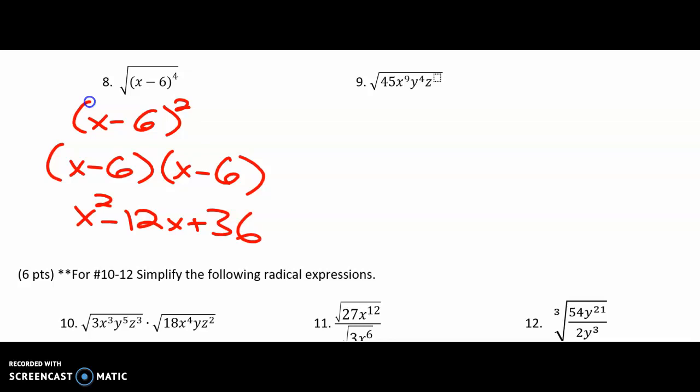Okay, number 9, square root of 45. Well, 45 is not a perfect square.